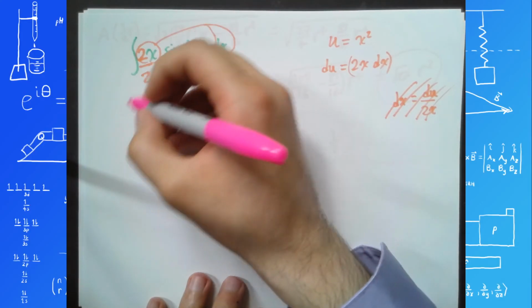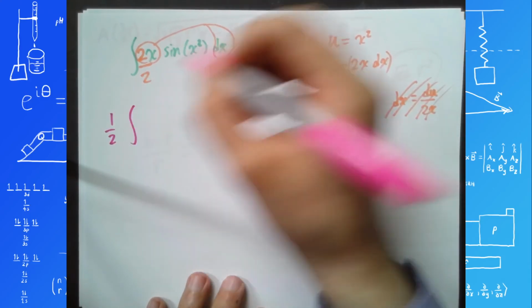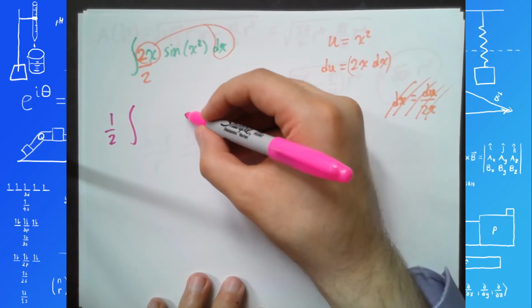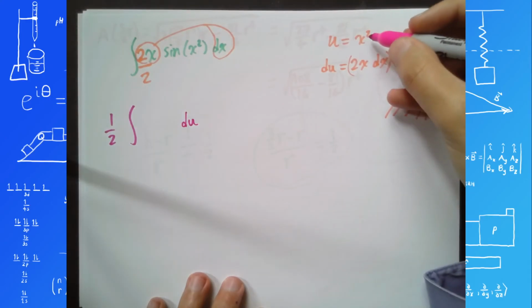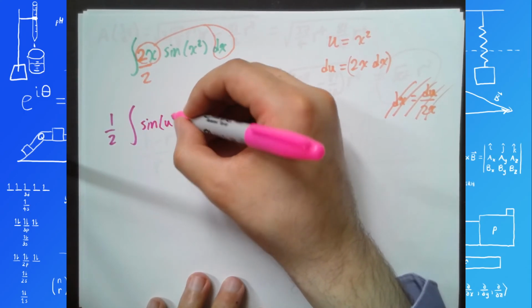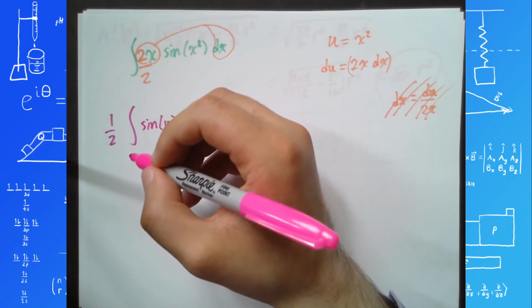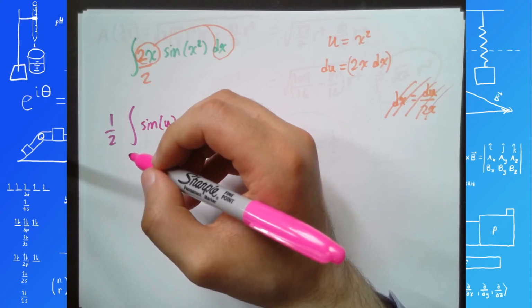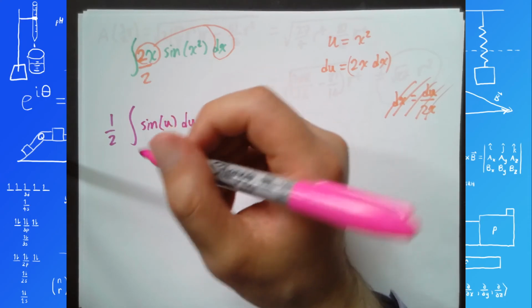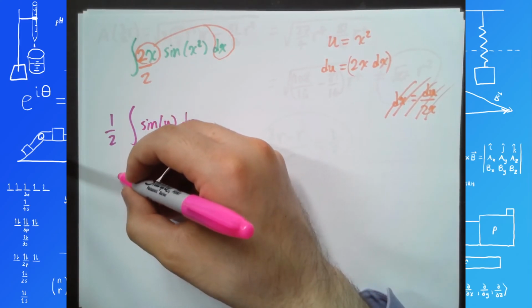So that leaves a factor of 1/2, which I can just pull outside of the integral. 2x dx becomes du, and sine of x squared, so x squared just becomes u, sine of u, integrated with respect to u. Okay, the integral of sine. What is a function whose derivative is sine of u? It's very easy to get your wires crossed here. So the integral of sine is negative cosine.